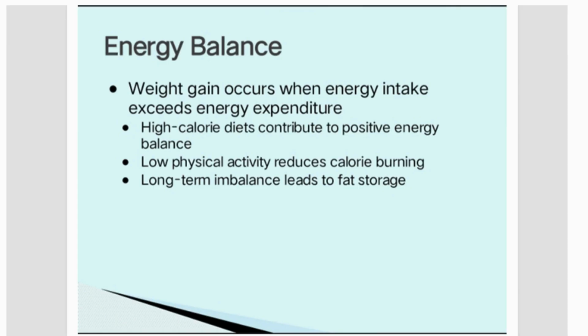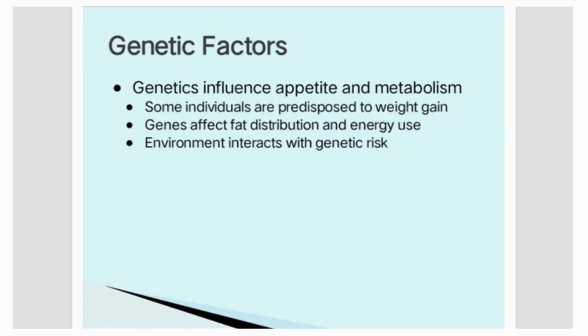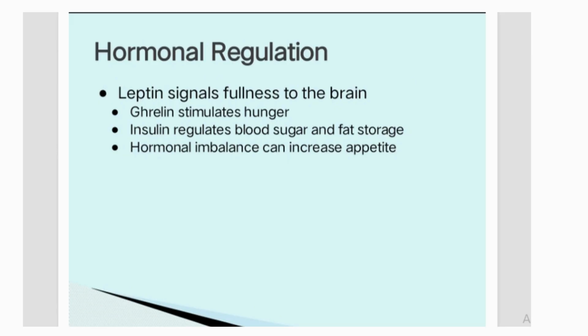So, what is energy balance? Weight gain can occur when energy intake exceeds energy expenditure. A high calorie diet contributes to positive energy balance. Low physical activity reduces calorie burning, so long-term imbalance leads to fat storage. There are some genetic factors, as genes influence appetite and metabolism. Some individuals are predisposed to weight gain. Genes affect fat distribution and energy use, so the environment interacts with the genetic risk.